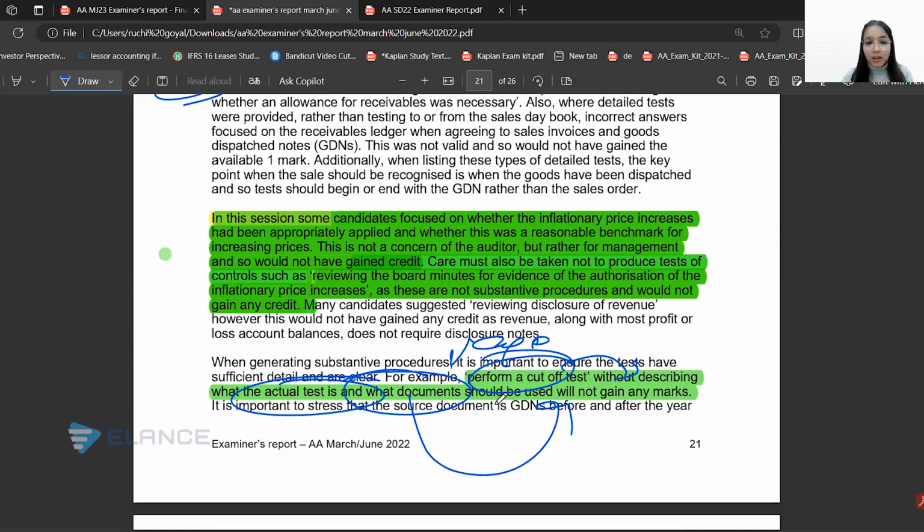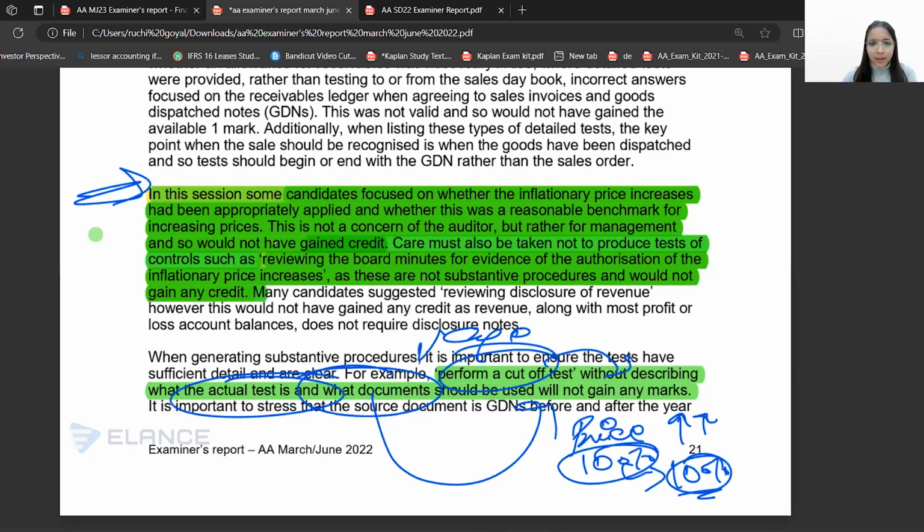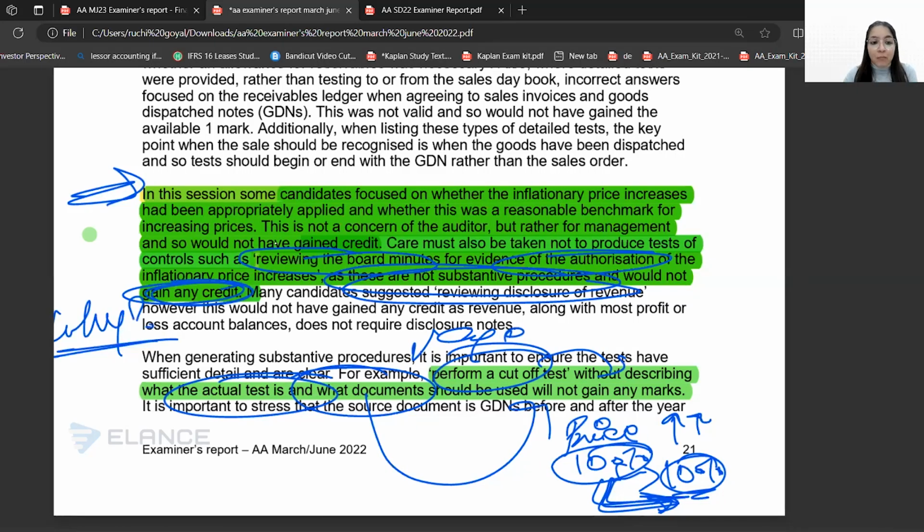Now, this is a very important thing that I wanted to highlight here, and that's why I have double highlighted it. Understand this; it may require a little more effort from your end. What the case said is that the company has increased the price as per inflation. Let's say there is 10% inflation, and the company increased the price by 10%. Now, what students wrote was whether this particular increase was authorized or not. They were reviewing board minutes, whether the authorization was taken for this price increase or not. These are not substantive procedures and will not gain any credit. Can somebody tell me why? Ma'am, why? Because if prices are being increased, taking approval from the board is fine, right?